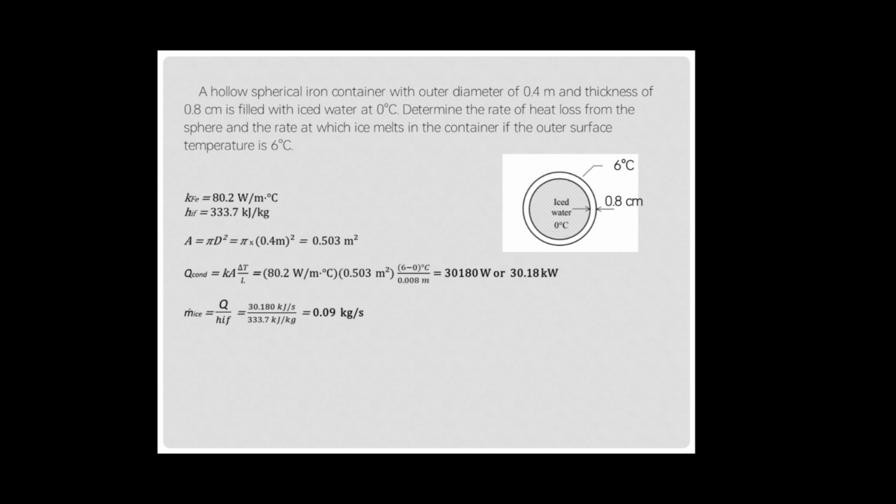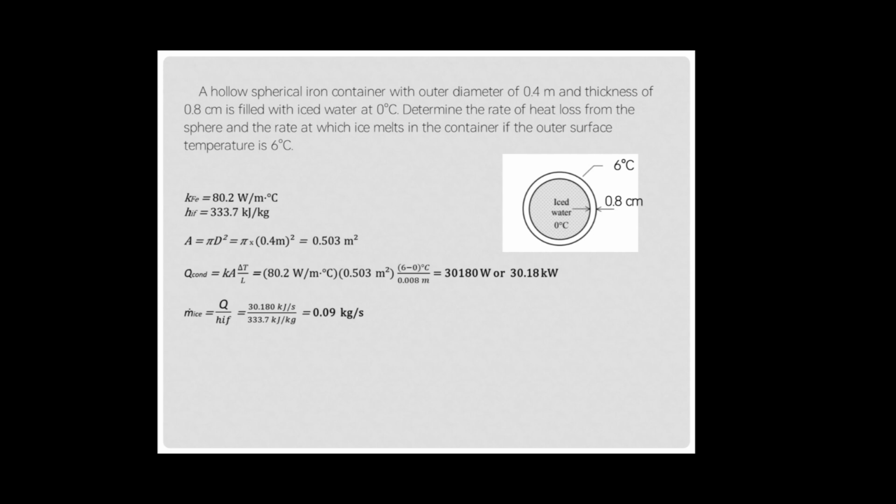Now, the rate of heat transfer through the shell by conduction is Q conduction equals k, which is the thermal conductivity, times the surface area, times the change in temperature over the length, equals 80.2 watts per meter degrees Celsius, times 0.503 meters squared, times 6 minus 0 degrees Celsius over 0.008 meters, which is the converted value of 0.8 centimeters into meters, equal to 30,180 watts or 30.18 in kilowatts.